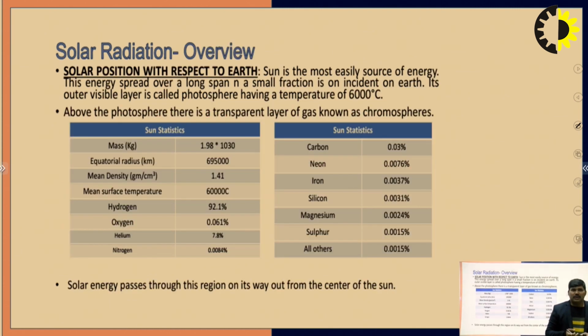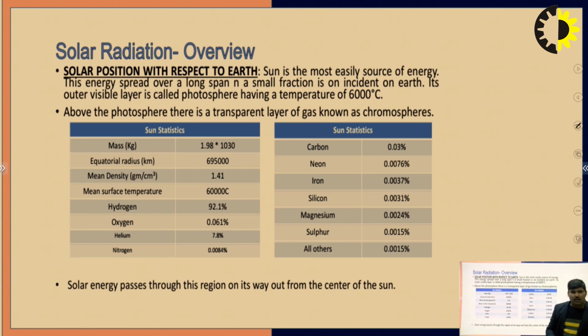Next, solar radiation and the solar position with respect to the Earth. The sun is the most easily available source of energy, and this energy is spread over a long span. The outer visible layer, the photosphere, has a temperature of 6,000 degrees centigrade. Above the photosphere there is a transparent layer of gas known as the chromosphere. These are the sun's statistics: its mass is 1.98 into 10 power 30.